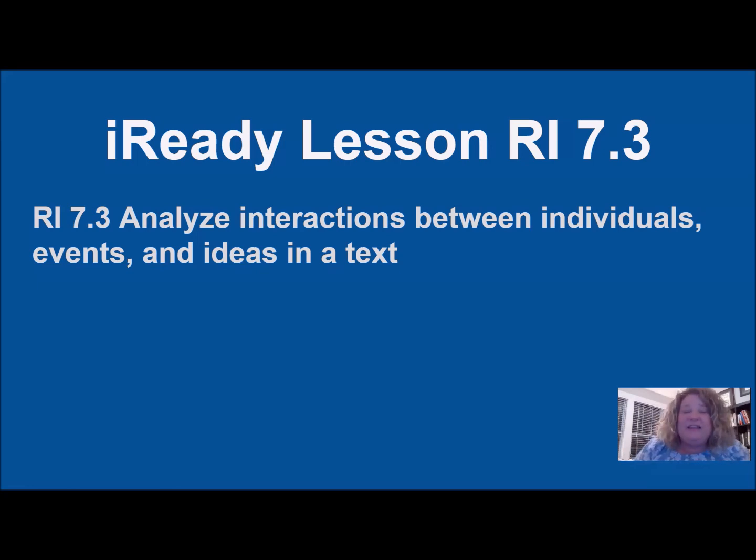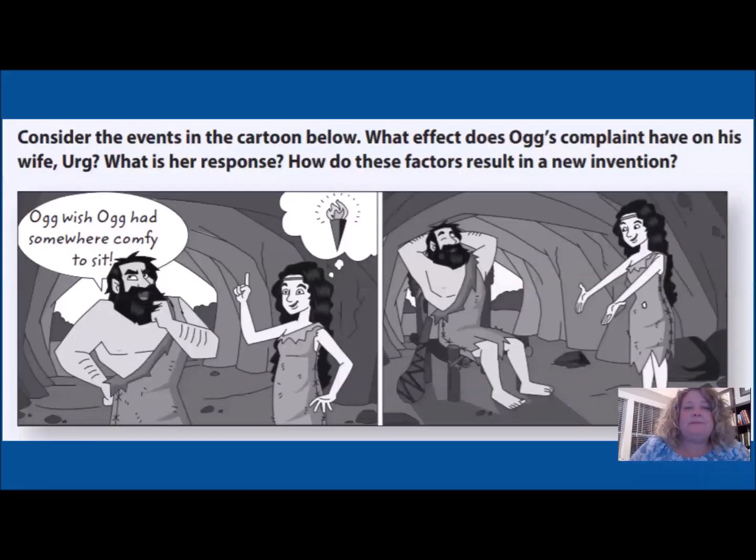So paying attention to relationships among different factors in informational text will help you figure out how individual events and ideas influence and interact with one another. I really want you to start paying really close attention. So let's get to work on this.